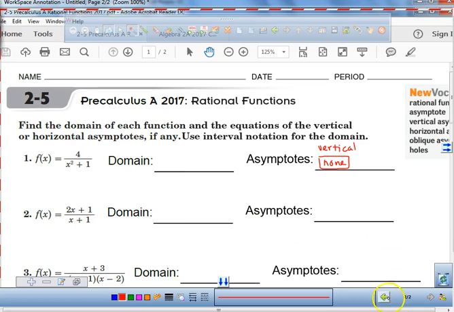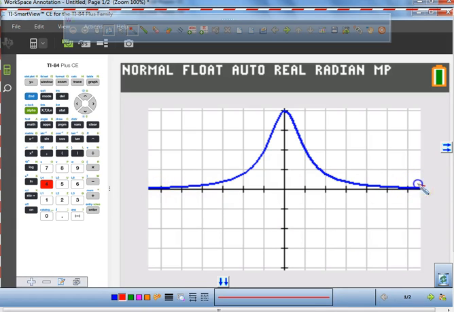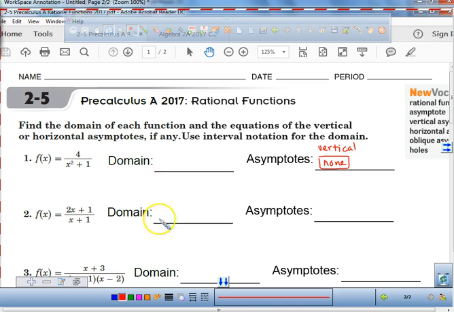Does it look like it's continuous? Mm-hmm. So if it looks like it's continuous, which it is, what would our domain be? Right, all real numbers. You're also right, negative infinity to positive infinity. So I'm going to put negative infinity to positive infinity. I really want you guys to practice your interval notation for the domain. Okay? This would be your answer for the domain.